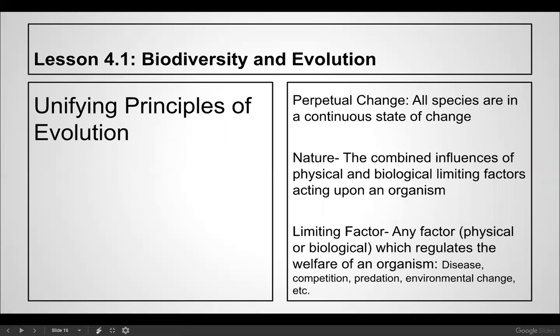Constant change. All species are continuously in a state of change. Nature, the combined influences of physical and biological limiting factors act upon the organism. Organism has to adjust. Limiting factor, any factor, physical or biological, which regulates the welfare of an organism. Disease, competition, predation, environmental change, right? If bacteria were allowed to grow unchecked, in other words, they had ideal environment, we would be swimming in them all over the planet, 3 feet deep in just a couple weeks.